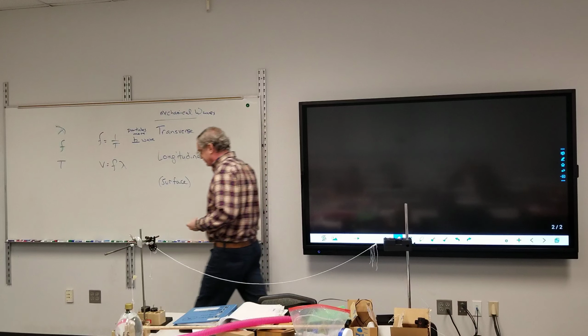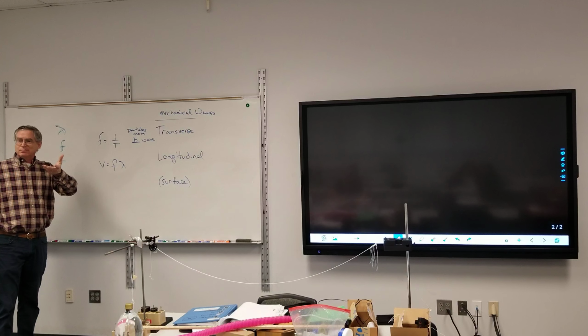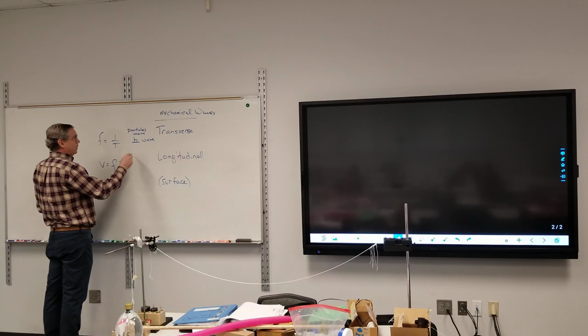Longitudinal waves, well, if it's not perpendicular, it's parallel. The particles will move parallel to the wave.